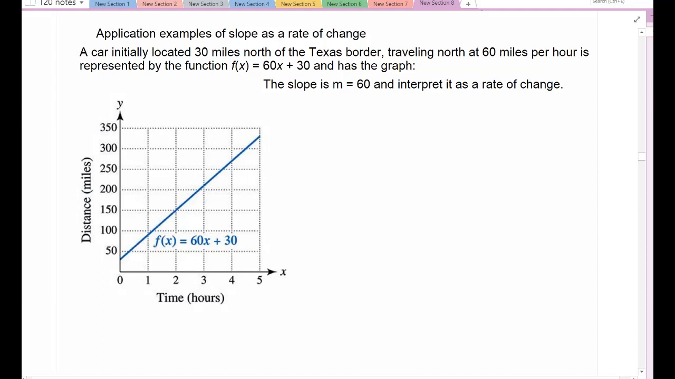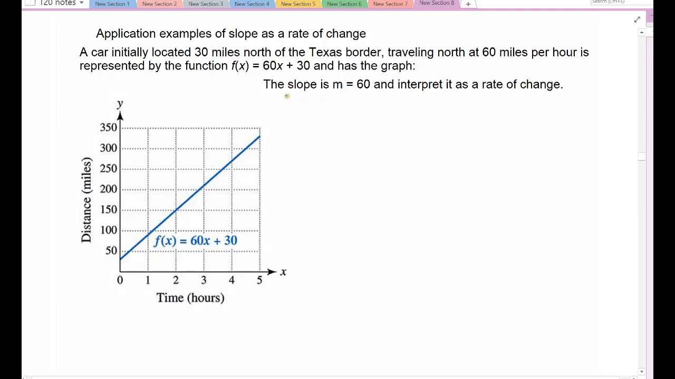In this first example, I kind of spell it out for you. A car is initially located 300 miles north of the Texas border. That's where we start. It's traveling north at 60 miles per hour, represented by the function. Sixty miles per hour means in 1 hour it travels another 60 miles, so it would be 360 miles north of the Texas border. In 2 hours, it would be 60 times 2, which is 120, plus 300, so it would be 420 miles from the Texas border.